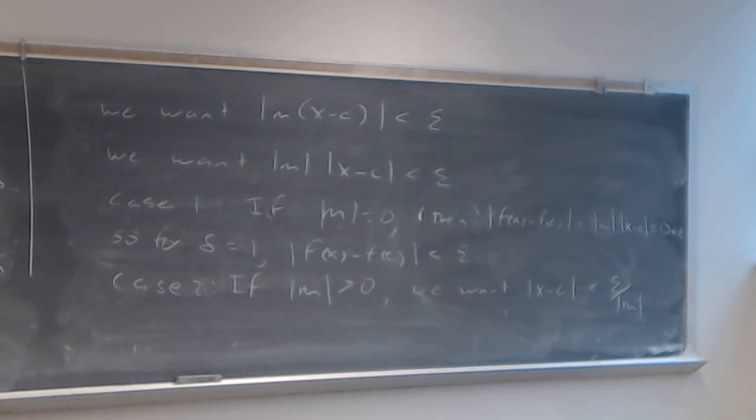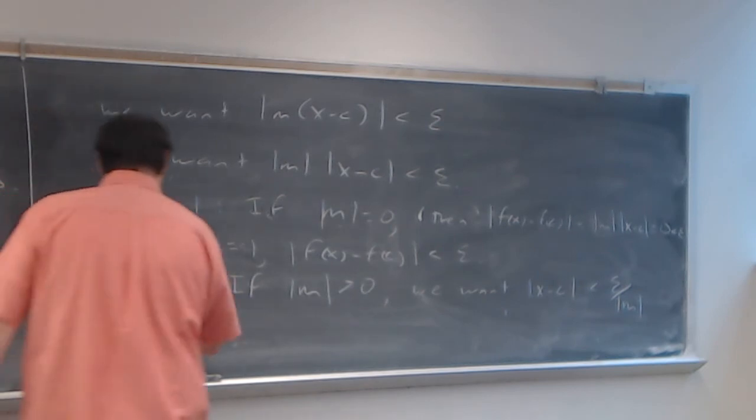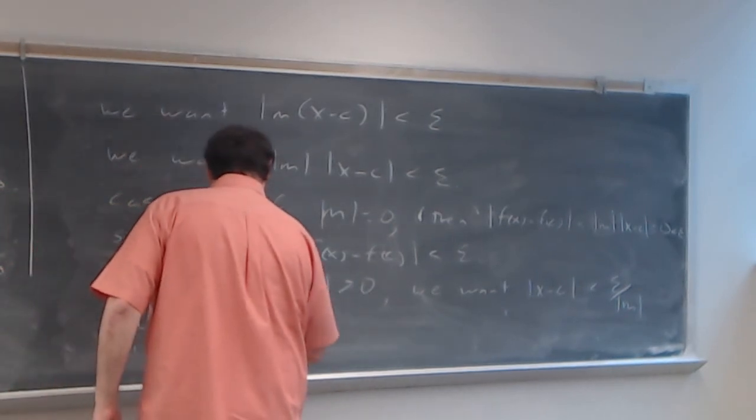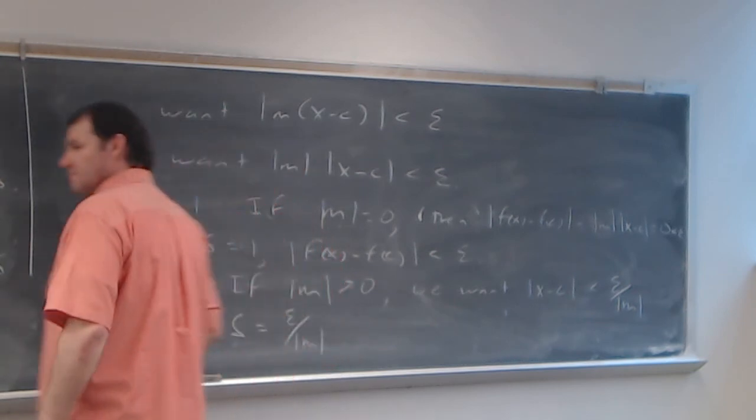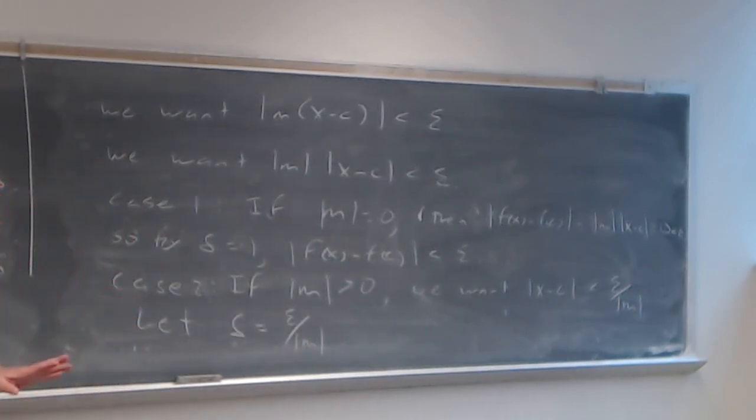Because remember, delta is what I pick to control the absolute value of x minus c. What should I let it be? I mean, it's staring at us. I want the absolute value of x minus c to be less than something to make the absolute value of f of x minus f of c less than epsilon. What do I need the absolute value of x minus c to be less than? The epsilon over the absolute value of m. That's right. That's what I need to show.